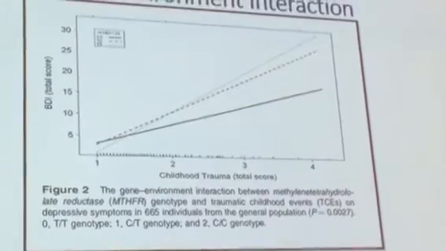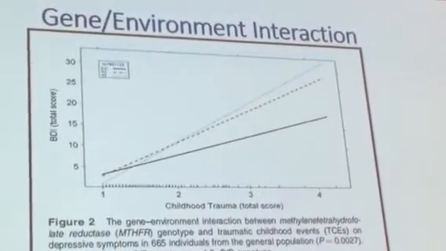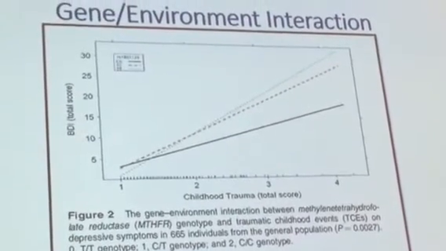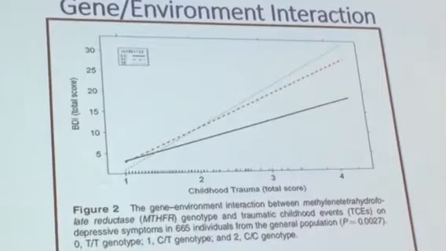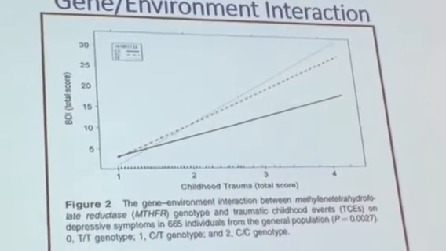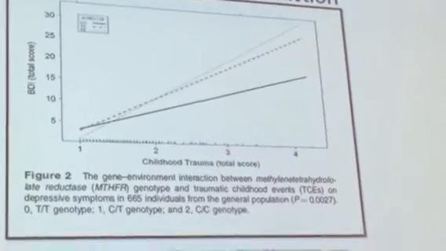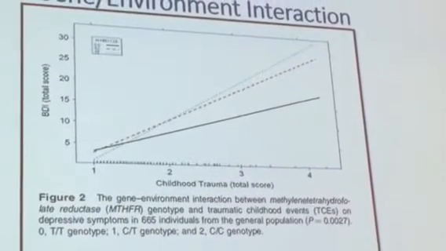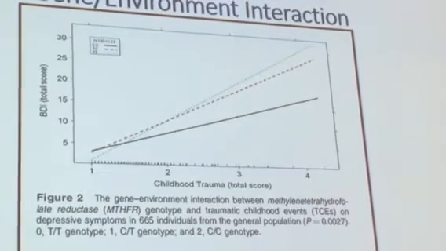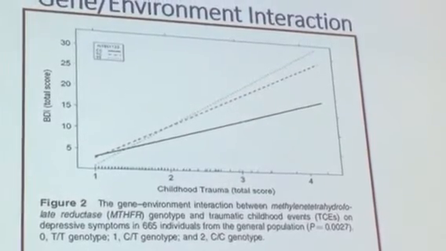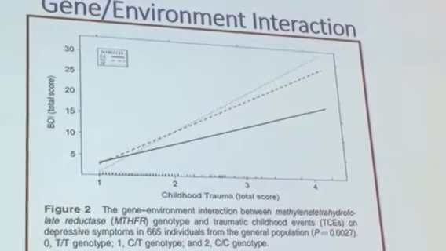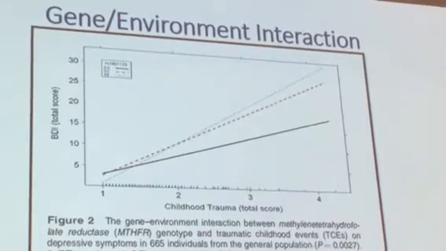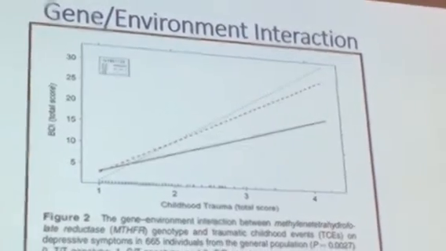Here's an example right here. This is meant to represent depressive symptoms based on childhood trauma. As you would expect, as childhood trauma increases, rates of depression also increase. But then what if you add on top of that some genetic data? This is the MTHFR mutant right here. If you are a heterozygote or a homozygote, you have higher depressive symptoms with the same amount of childhood trauma. So there's clearly an interaction between your genes and your environment.